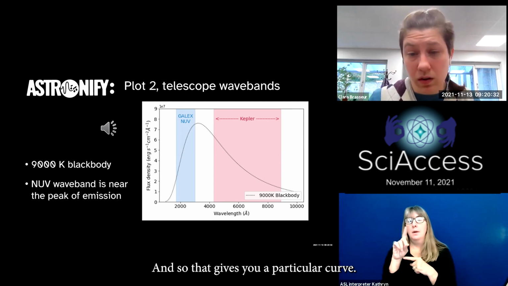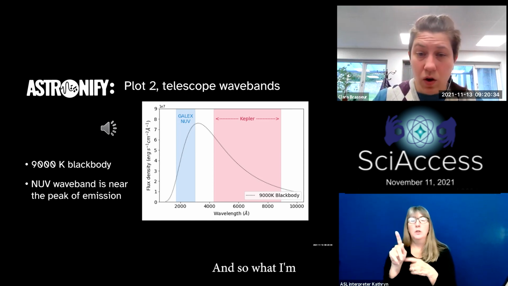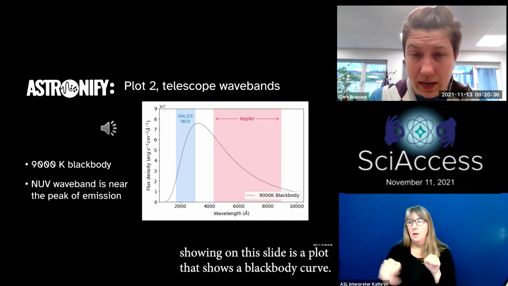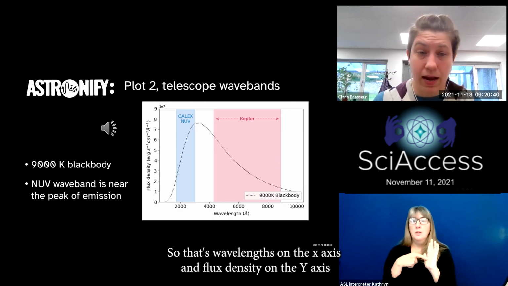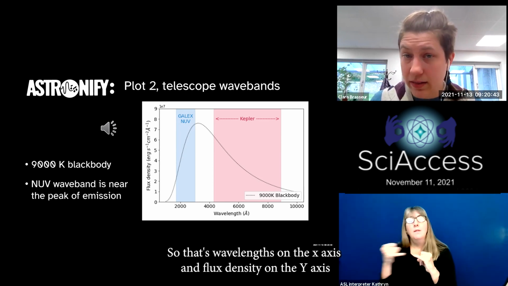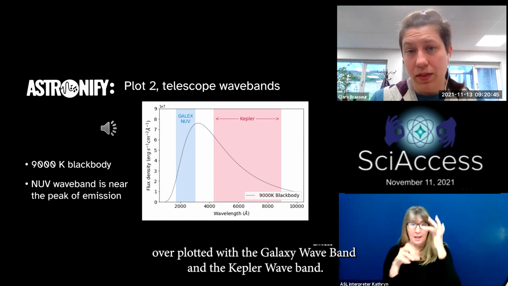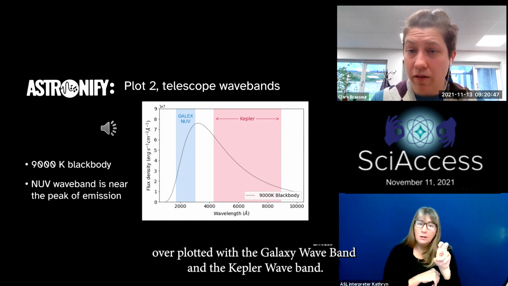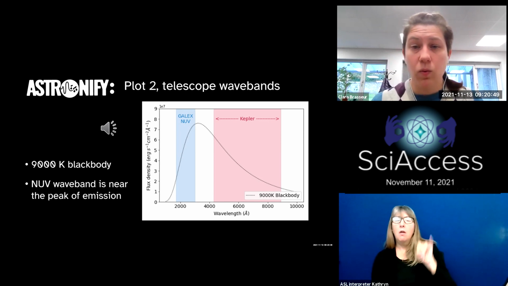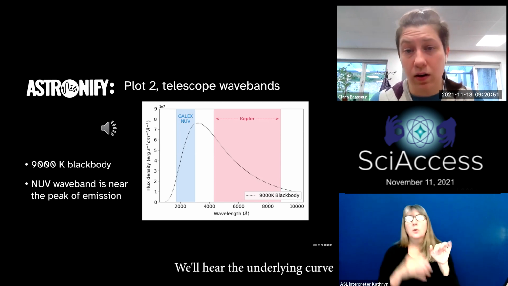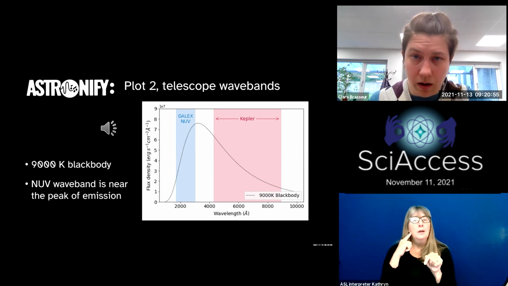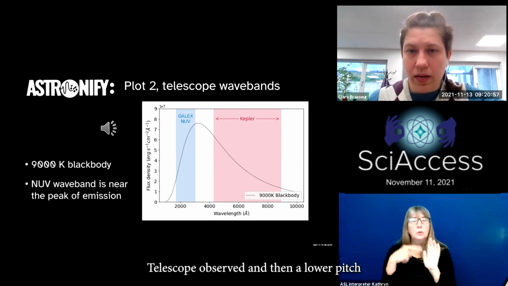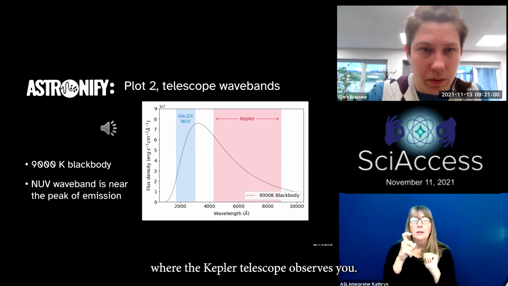And so that gives you a particular curve. And what I'm showing on this slide is a plot that shows a black body curve. So that's wavelength on the x-axis and flux density on the y-axis, overplotted with the GALEX waveband and the Kepler waveband. So when we listen to this, we'll hear that underlying curve and then a higher pitch that denotes where the GALEX telescope observed, and then a lower pitch where the Kepler telescope observes.